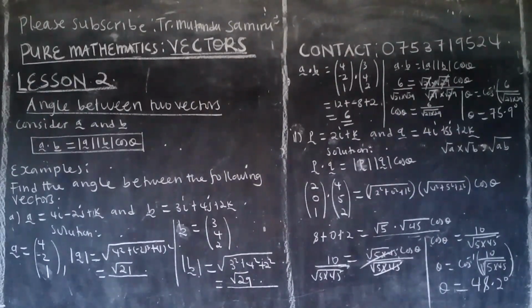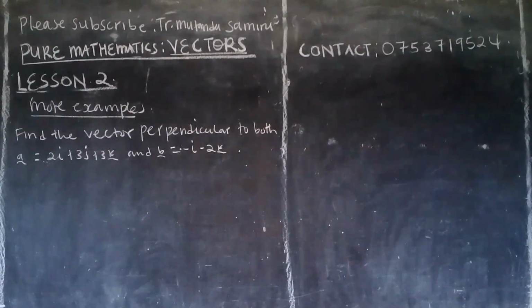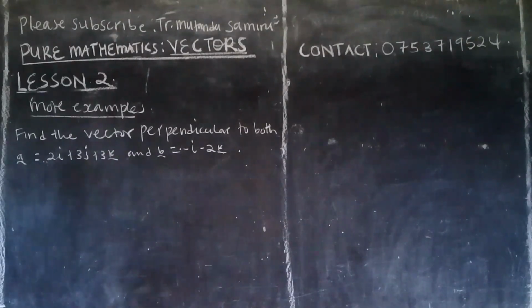Let's move on. All right, good. So let's see. We are winding up with lesson 2 with this example. In the more examples, they are saying we look at the applications of the dot and cross product. The dot you have seen, we use it to find the angle between two vectors.